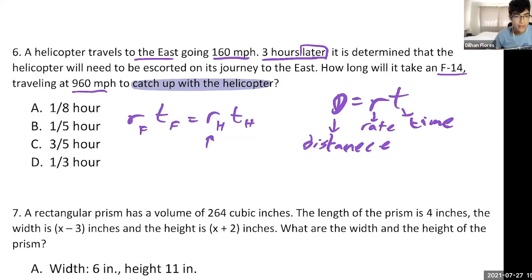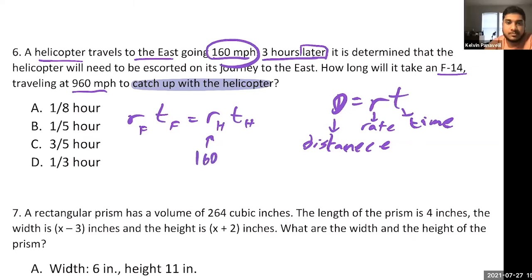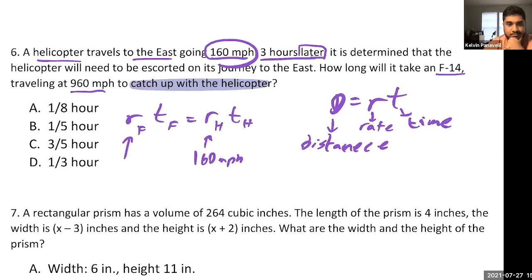Perfect. Yeah, speed is a rate. Eric, awesome, nailed it. The speed for the helicopter, the rate for the helicopter, is 160 miles per hour. So this is going to be 160. I'm just going to put MPH. What about the rate for the F-14? I want everyone to put this one. All right, speed for the F-14. Nice, there you go. Awesome. Not 900, 960. Perfect. Yeah, so speed is a rate.